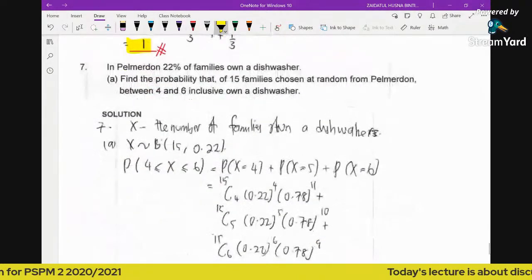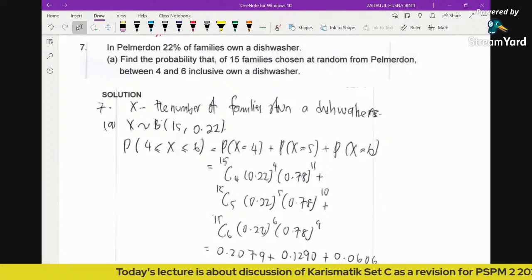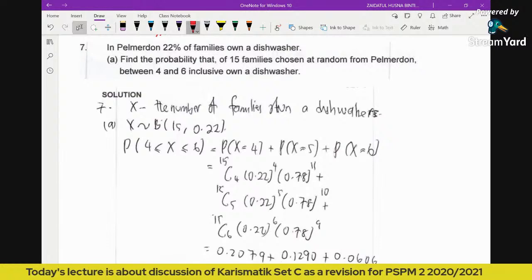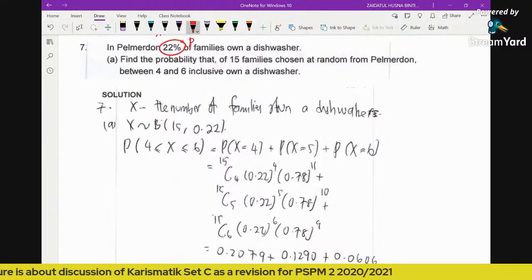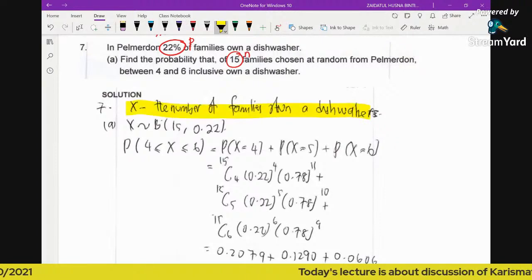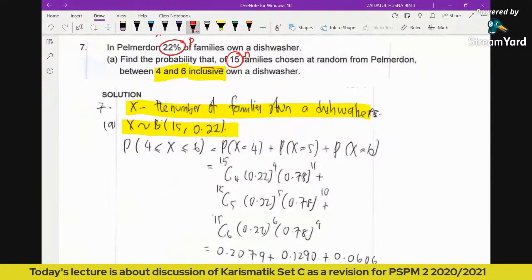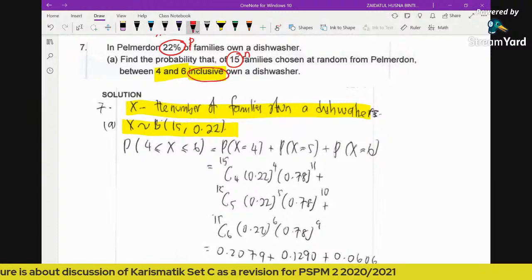And then the last question is about topic 10. In Palmerston, 22% of families own a dishwasher. Find the probability that, of 15 families, so now you have the probability of success p and n equal to 15. So it's something to do with the binomial distribution. You just declare your random variable. The question says between 4 and 6 inclusive. Please bear in mind the keyword here: we have this word inclusive, which means you are going to have the equal sign here.